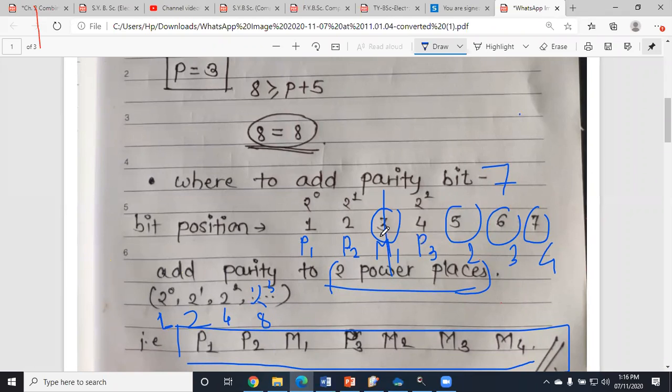उरलेलं काय असणार आहे तुमचं? मेसेज बिट M1, M2, M3, M4. 4 बिट डेटा होता की नाही आपल्याकडे? मेसेज 4 बिट आणि पॅरिटी 3 बिट. That is why equal to 7 bits of data we are getting. तर 4 मेसेज बिट्स तुमचे M1, M2, M3, M4.